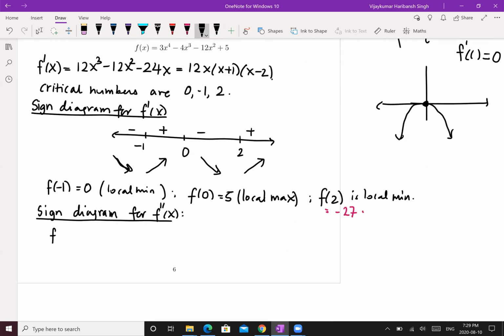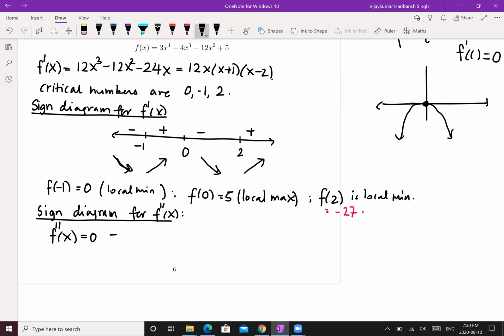So take the second derivative of f(x) and equate it to 0 or does not exist. But in case of polynomials, the derivative always exists, so we'll just equate it to 0. So we get f''(x) = 0.